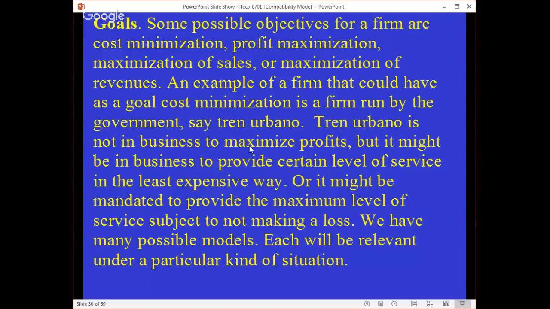The example I give for cost minimization is Glen Urbano. The train, its objective might be not to maximize profits, but to provide a certain level of service, subject to not making a loss, or providing a certain level of service at the most or the least expensive way possible.